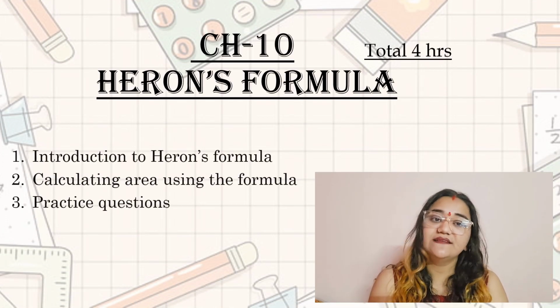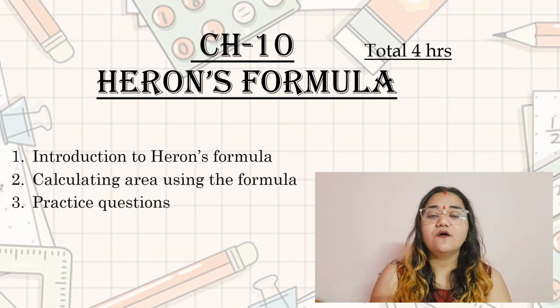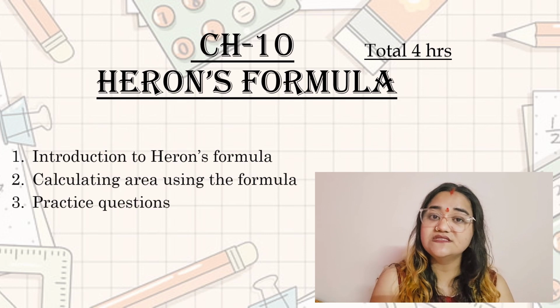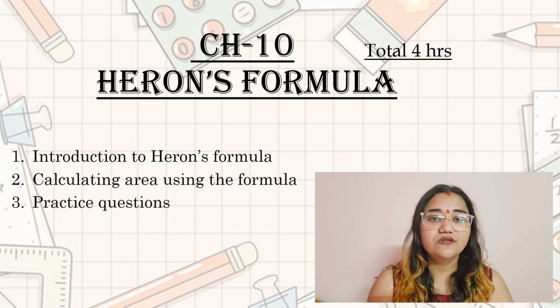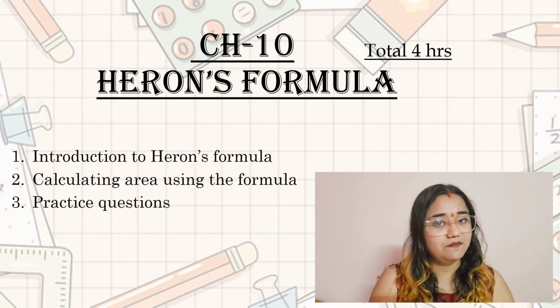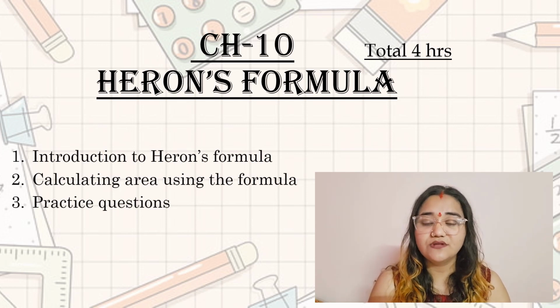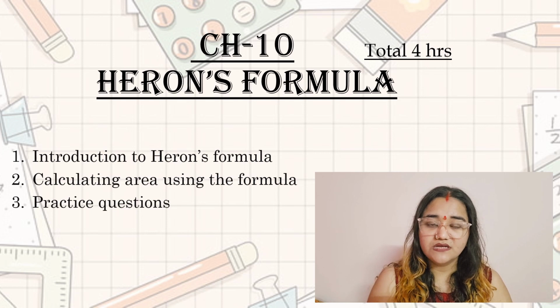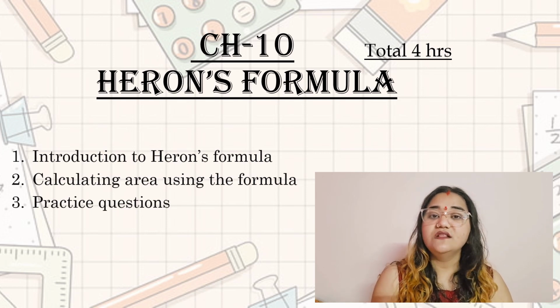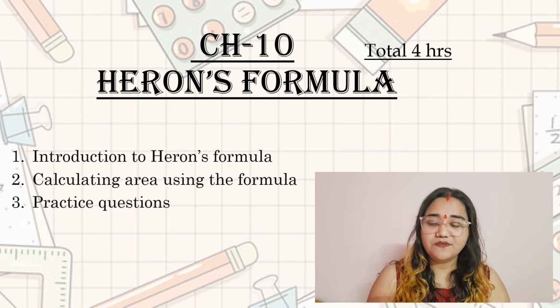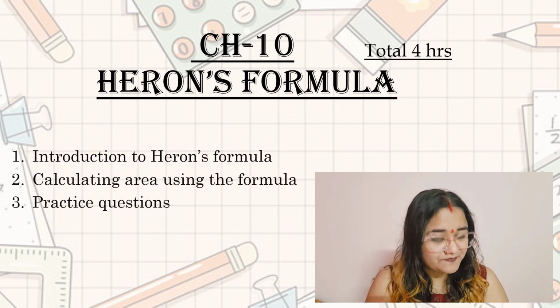Chapter number 10 is Heron's formula. Heron's formula is a formula with which we can calculate the area of the triangle if the sides of the triangle are given. We don't need any altitude, we don't need any base, we just need the dimensions of all the 3 sides, and then we can easily calculate it using Heron's formula. So this is a new formula. We will come to the conclusion of this formula also. So this chapter will take us around 4 hours.